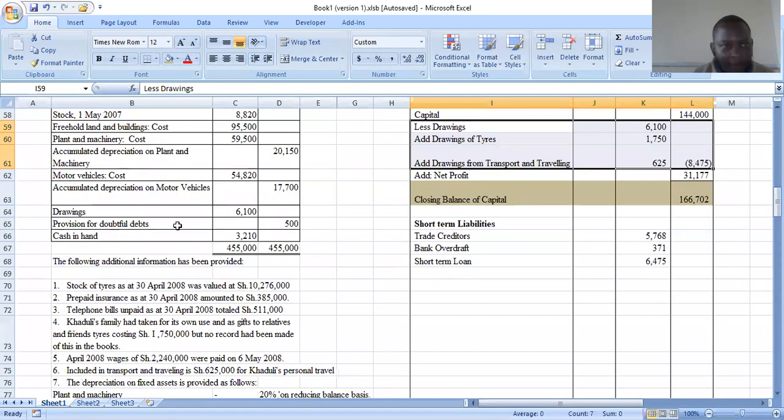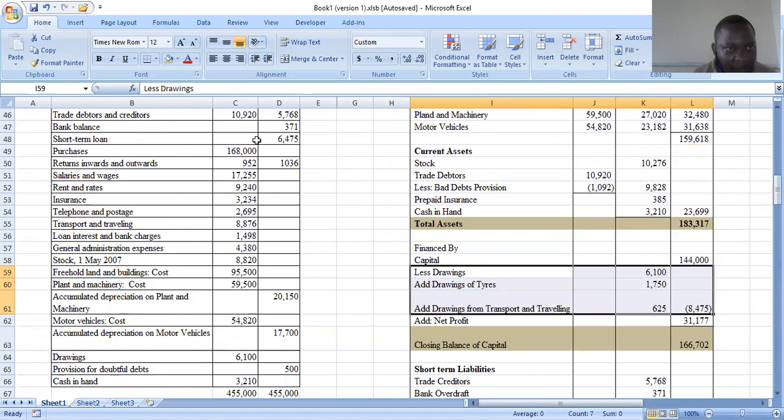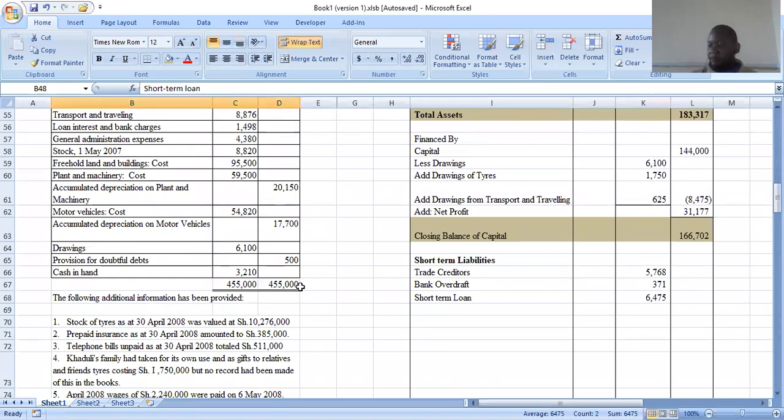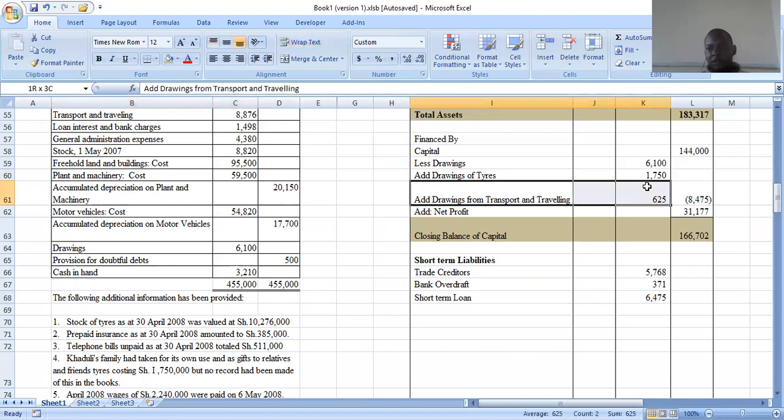Have I exhausted the other current liabilities? Short-term loan is on the credit side. We left the drawing, the first one, and then the additional one we will add. Now there are those two drawings from the additional information. Those were additional drawings that had not been recorded in the ledger, so they had to be added to the drawings. That's why you have added 1750 na tumeadd 625.